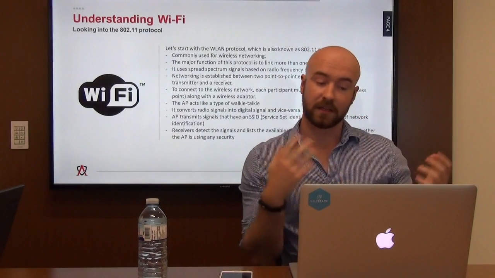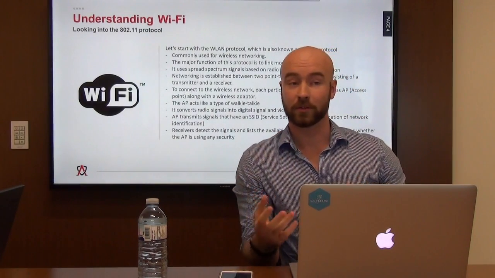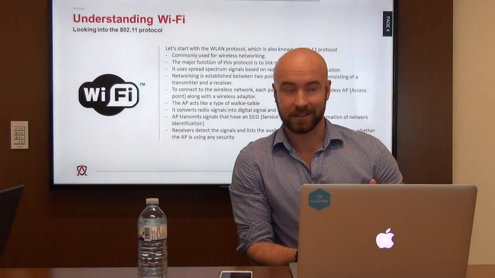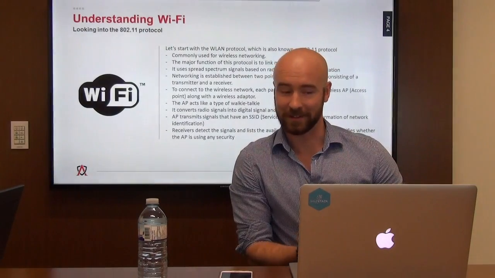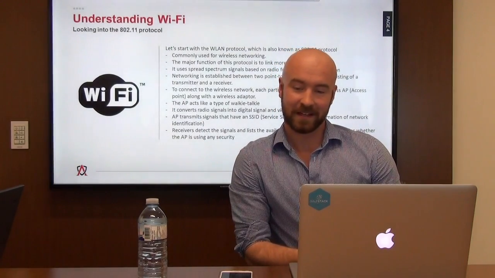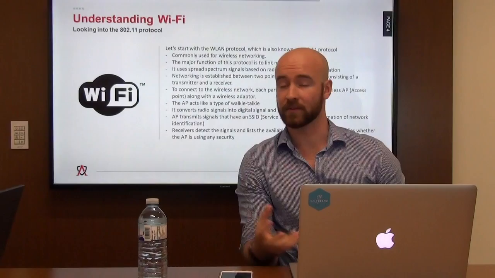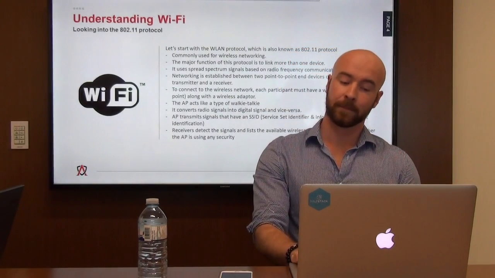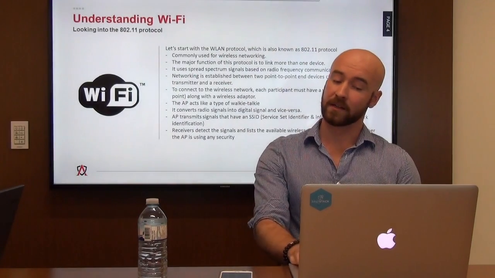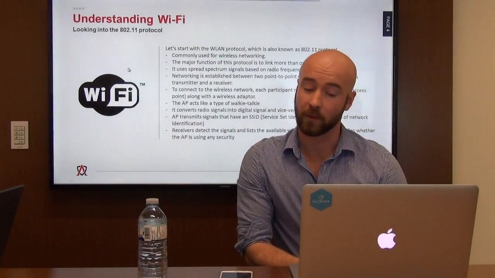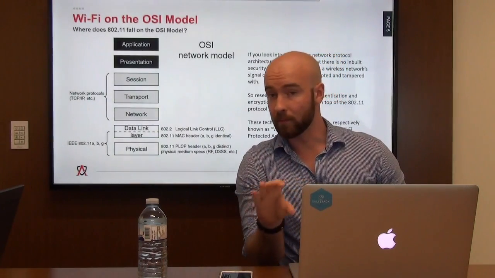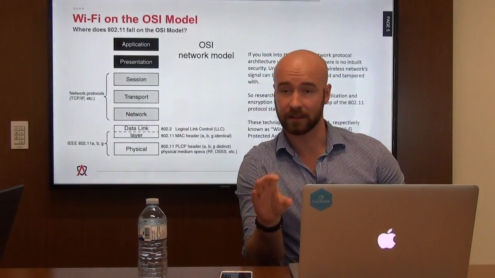The 802.11 protocol didn't really have many strict security standards when it first came out. That is basically because of where it falls inside of the OSI model, which is on the next slide here. And here we see the OSI model and where 802.11 falls. It falls in the physical / data link layer.